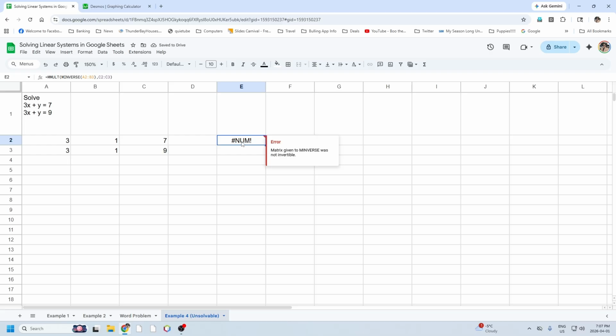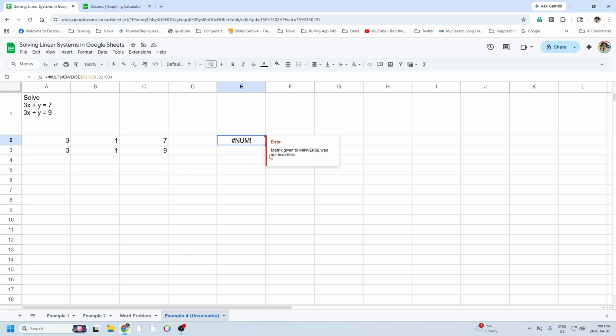It says matrix given to MINVERSE was not invertible. What that means is that there is no solution. You can't actually solve that system of equations because it makes parallel lines. It doesn't really tell you that. It just says #NUM here. But that's an indication there's a problem with that one. It just doesn't work. Okay.